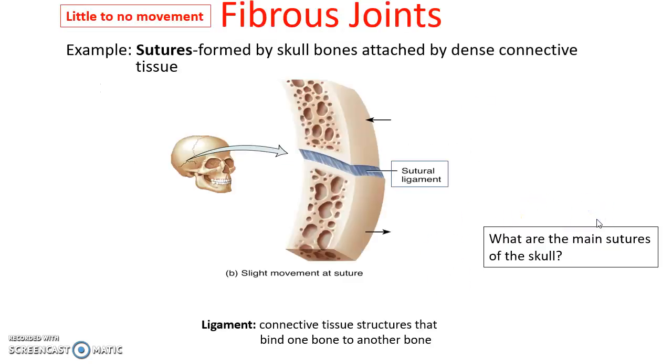Fibrous joints, again, have little to no movement, with bones connected by dense irregular connective tissue. The most common examples would be sutures of the skull, such as the coronal suture, the lambdoid suture, the two squamous sutures, and the sagittal suture.